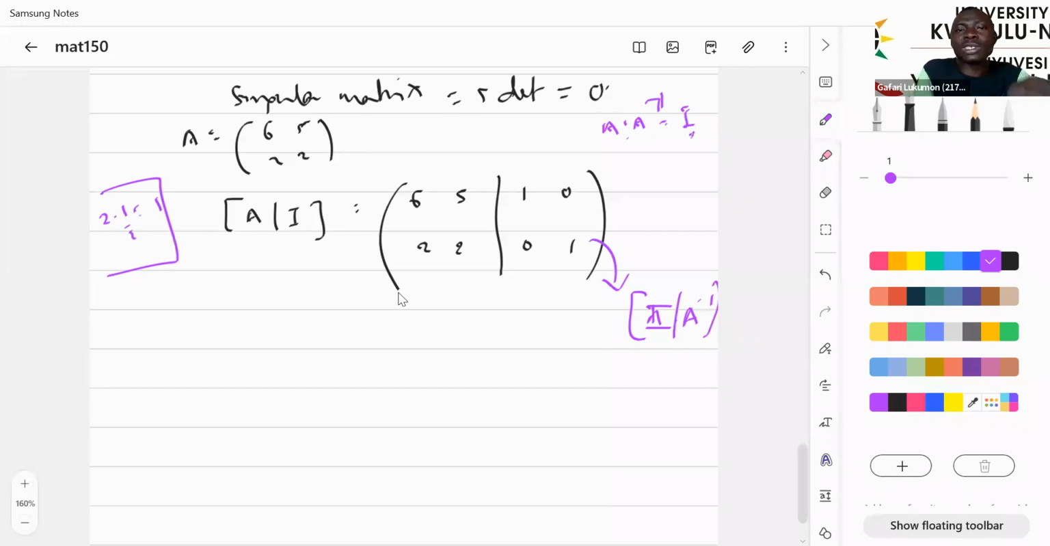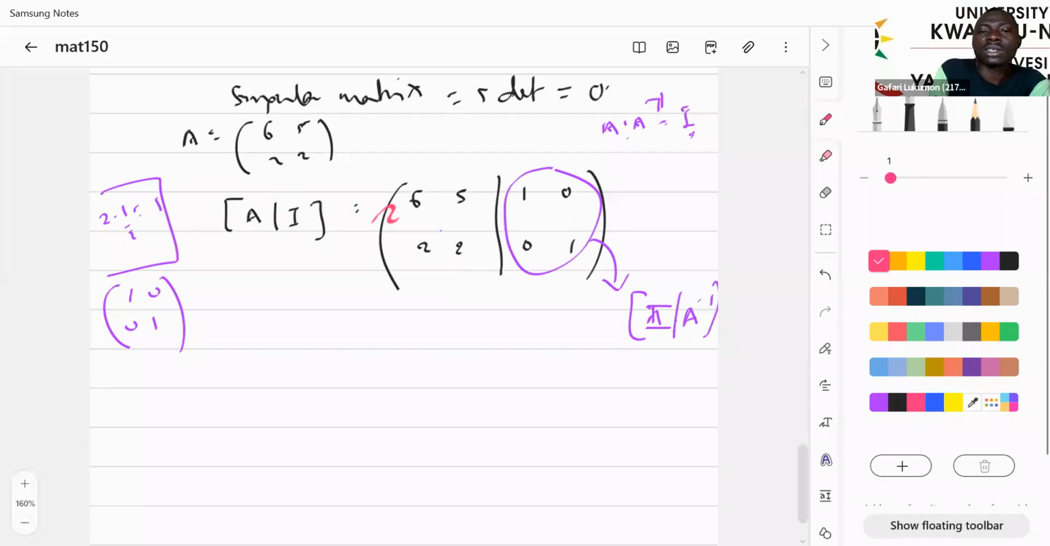So the process of resolving this to I here and having A inverse here is what you are going to have. Okay, now let's see what we are going to do to ensure that we have I here. We reduce this to be of the form 1, 0, 0, 1. Then what you have at this side will now be your inverse. Okay, let us do it. How do we do that?